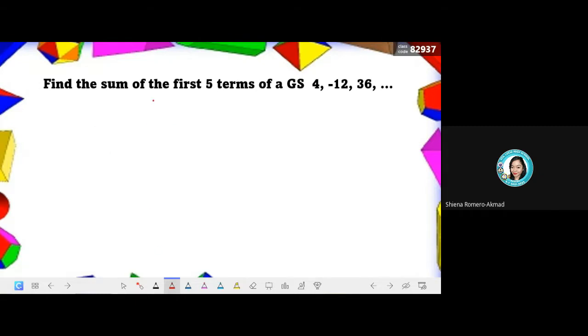Now, what is the formula again? The formula is, yeah, you can turn on your mic. S sub n is equal to, anyone who knows the formula? Aritanyo? Rodriguez? Ma'am. Do you know the formula? Sige, please state the formula, Aritanyo. A sub 1 times 1 minus R raised to n over 1 minus R? Yes, correct. So, para mas matandaan nyo siya, pareho siyang may 1 minus R numerator and denominator. Pero dito may raise yung n.